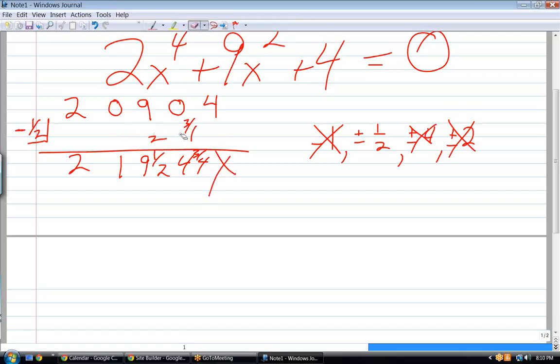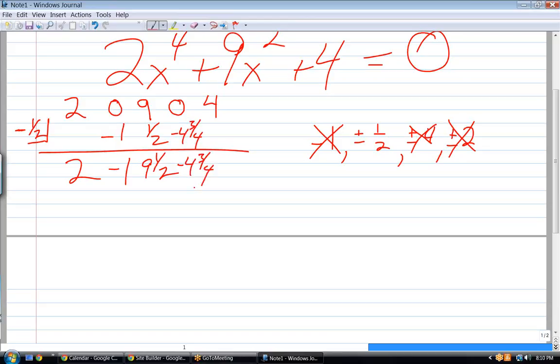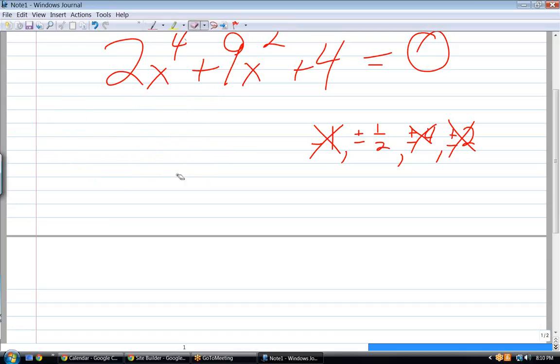Let's try minus a half. None of them work. Okay, so if none of them work, let's go back and see if we can solve this using U substitution and see what the solutions are.